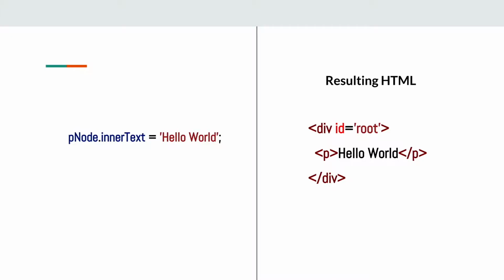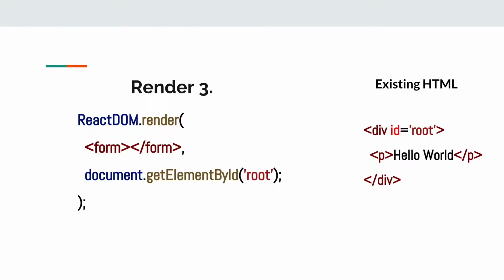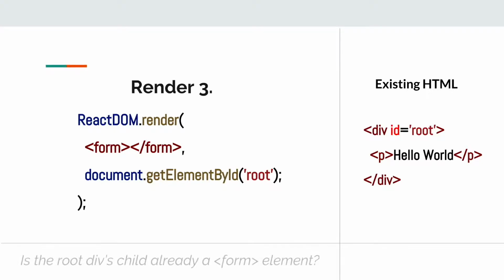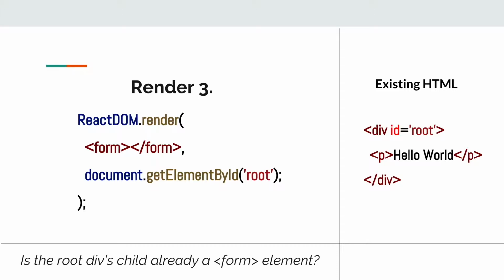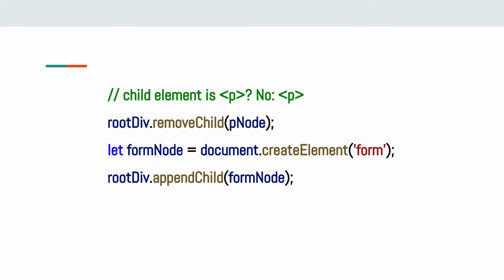To extend the example, say we want to render a form within the root div now. Again, React asks, is the root element's child already the same object type as what you're trying to render? In this case, no, it's not. So it discovers that the child is not a form, but a paragraph element with a text of hello world. So it removes the existing child node of the root div. It creates a form node, and then that form node is appended as a child.